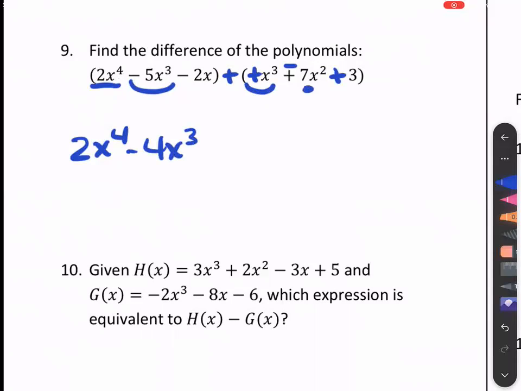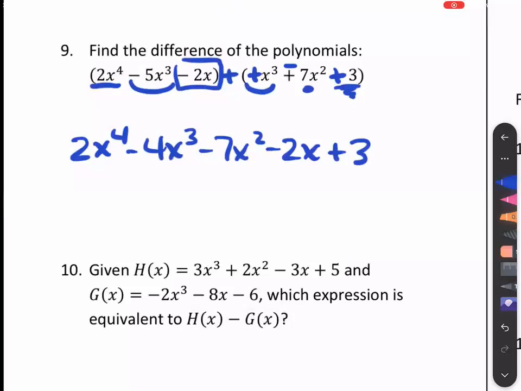Then I have an x squared term over here that doesn't have anything to combine with, so I've got negative 7x squared. And then I have my x term over here, and that doesn't have anything to combine with, so I just rewrite it. And then also the 3 at the end. So not a lot of combining here for us to do, but you're just rewriting it in standard form, making sure that all of your signs are correct.